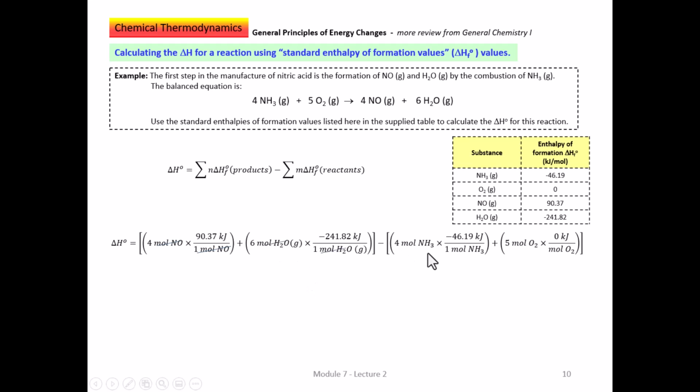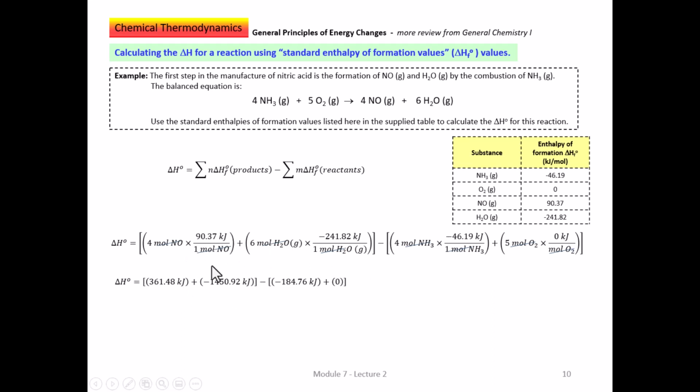And then I'm going to subtract the sum of all the heats of formation of the reactants. 4 moles of ammonia times minus 46.19 kilojoules per mole of ammonia from this table. And of course, the value for the enthalpy of formation of oxygen is 0 because this is oxygen gas in its standard state. We have to be careful about how we go about doing this calculation, not because it's difficult, but because if you're distracted while you're doing it, you're going to mess up some of the additions and the signs.